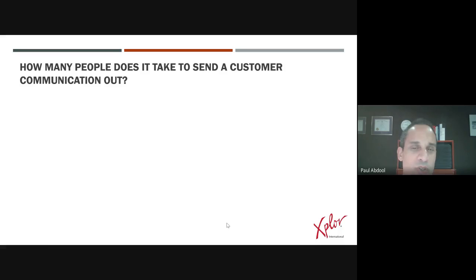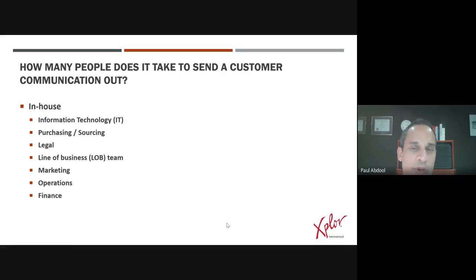Well, I'll let them go on this first one, but I'll give you an example of the people who are involved. So information technology, or IT people, as Skip was mentioning, there's the people that purchase or source the technology, whether it's hardware or software. There's people who make sure that that communication and whatever is said is compliant with the local laws or with that particular communications regulation. There's a line of business team that may own the content of that communication, and so they would be involved with the creation of it.